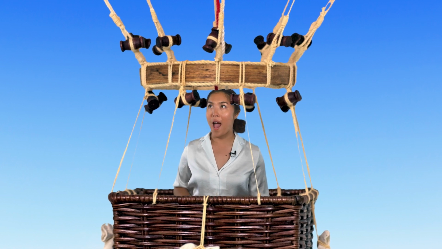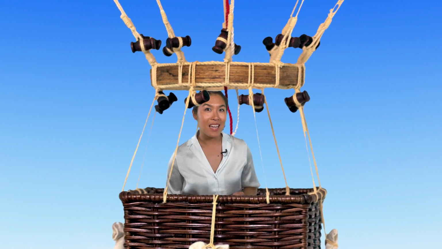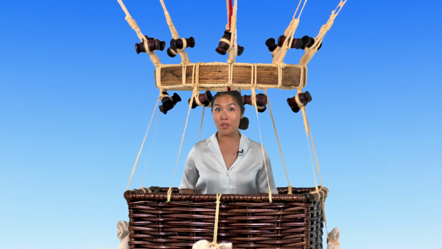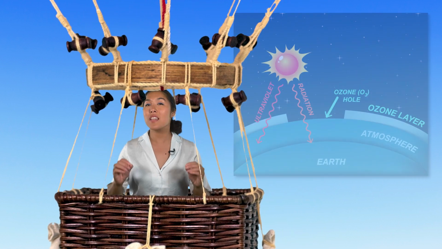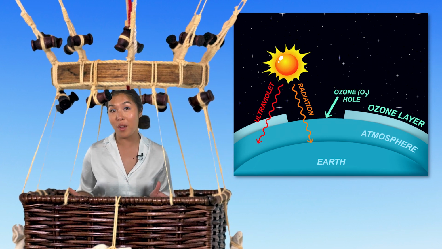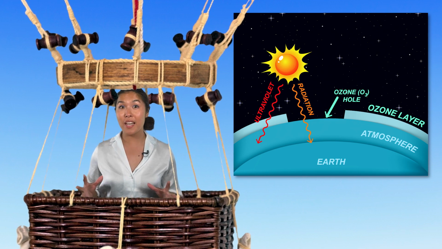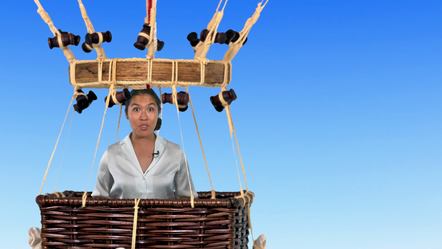Oh, wow. I'm starting to warm up now. How about you? As we enter the stratosphere at about 17 kilometers above the Earth's surface, the temperature starts increasing. This is due to the ozone layer absorbing the ultraviolet or UV rays from the sun. Without the ozone layer, the UV radiation from the sun would damage the cells of living things on Earth.